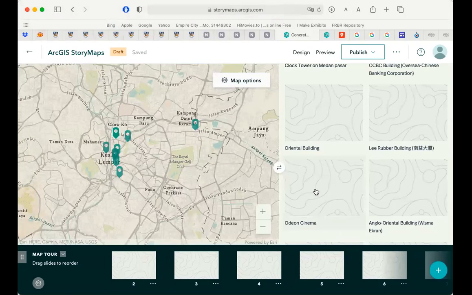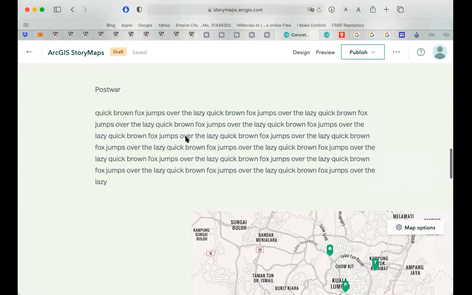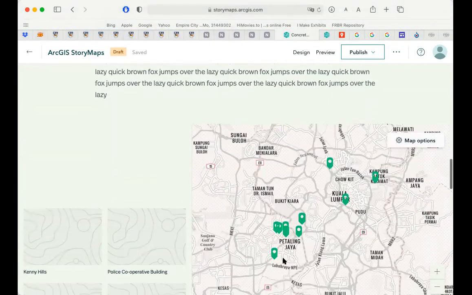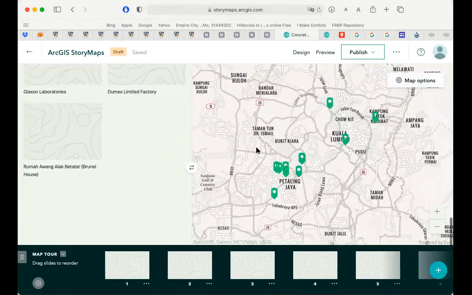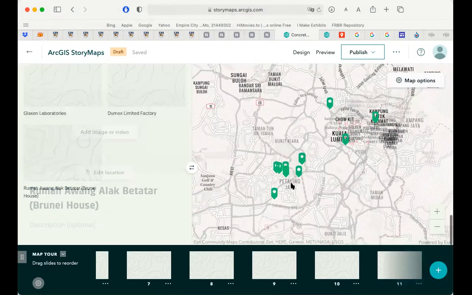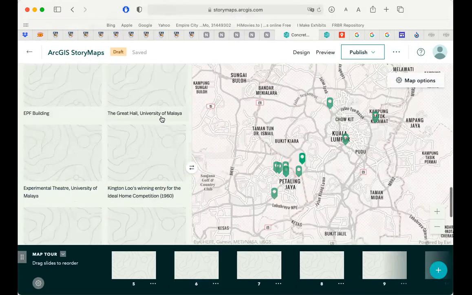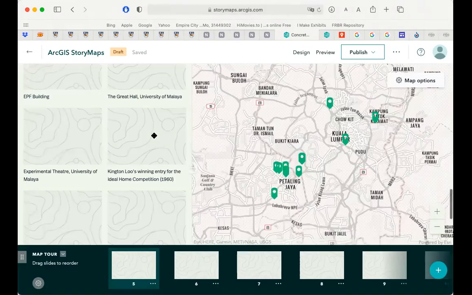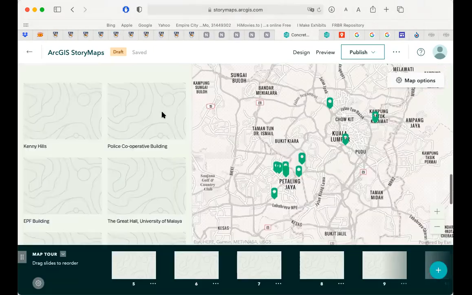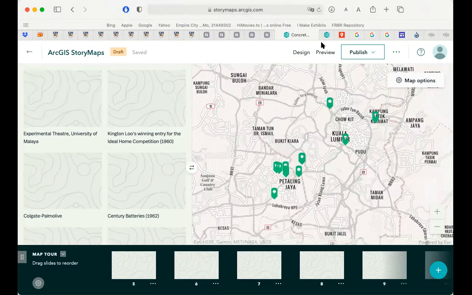What I did in this instance was to have a sense of time. So the pre-war architectural projects, and then the post-war architectural projects that the same architecture firm did in Kuala Lumpur. These are some of the post-war examples, which include the Brunei House and all the factories in Petaling Jaya. So that's just an example of how you can really play with this particular platform, which we are going to actually use on the day itself.